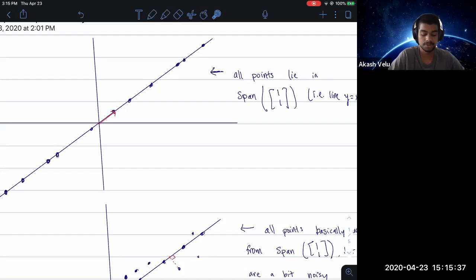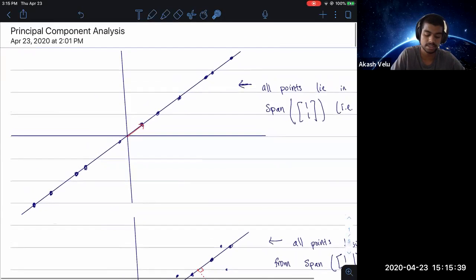So it's useful to first figure out the fact that all the points lie along this line. Once we know that, instead of each point being a point in 2D space, we can represent it with just a single number, which represents how much along the vector 1, 1 we have to move.